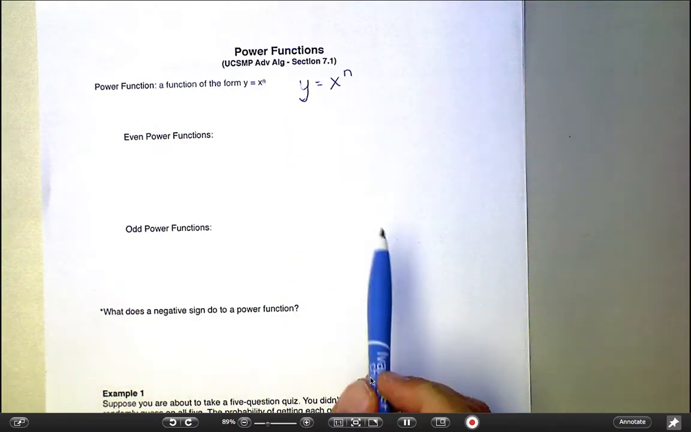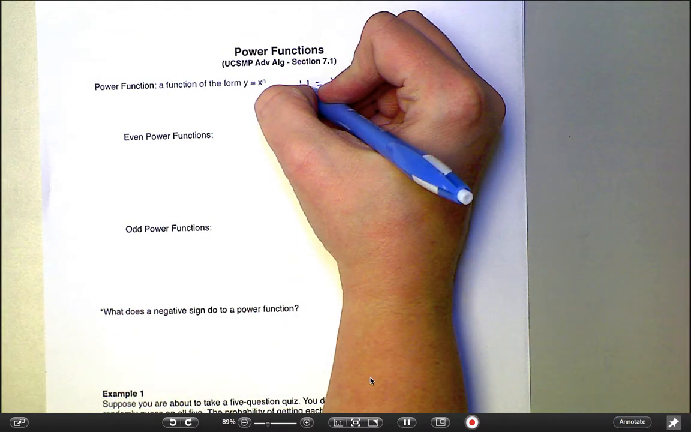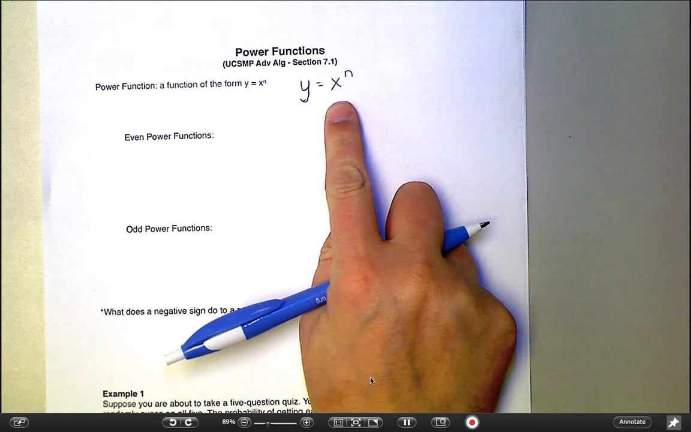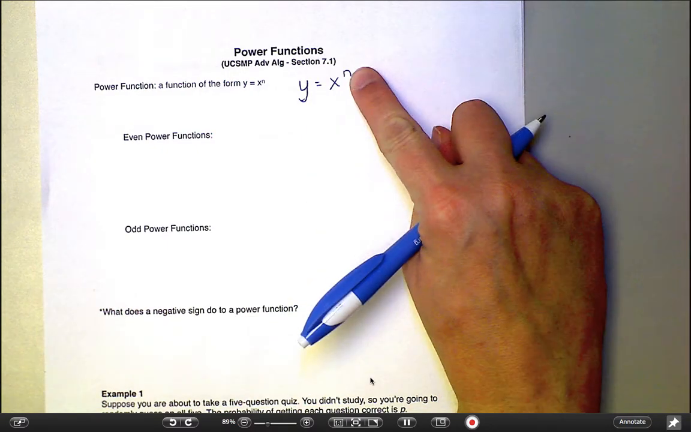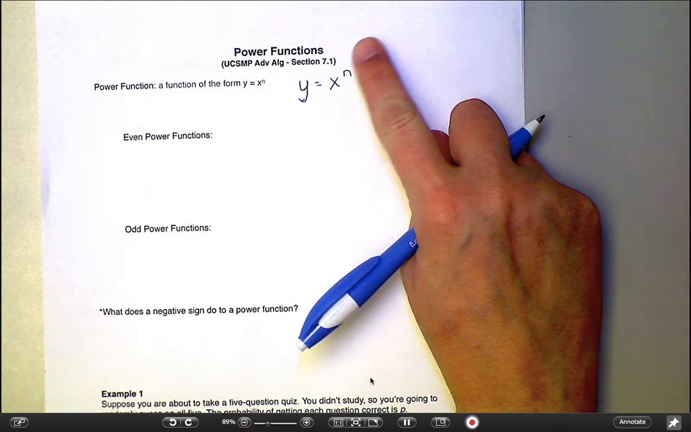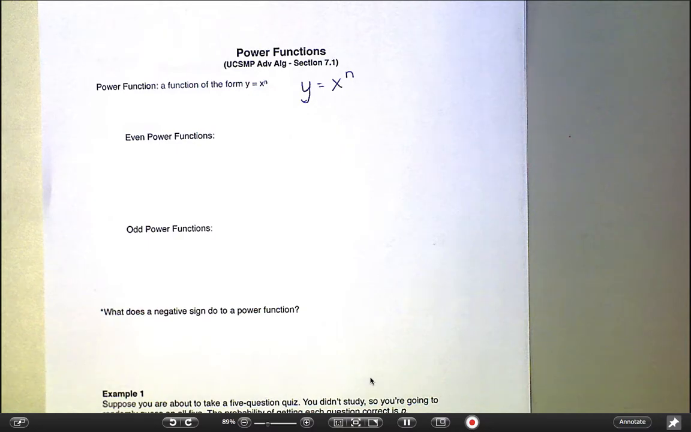So we've already talked about, for example, y equals x squared. That's one of these power functions. But now we're also going to include x cubed, x to the fourth, x to the fifth. Basically, we can put whatever power we want in there for n. Okay? And we kind of divide these into two categories because they have some different characteristics.